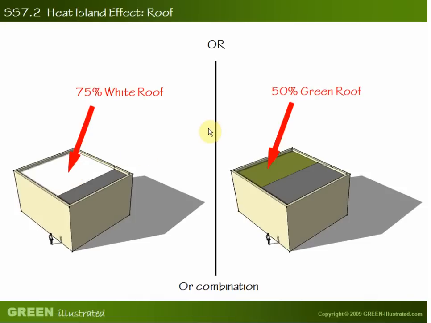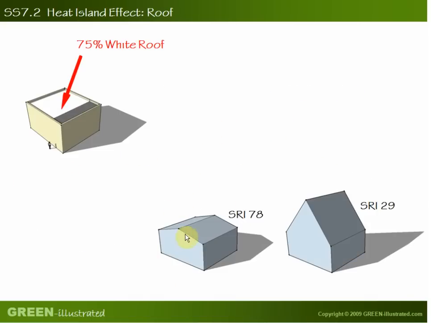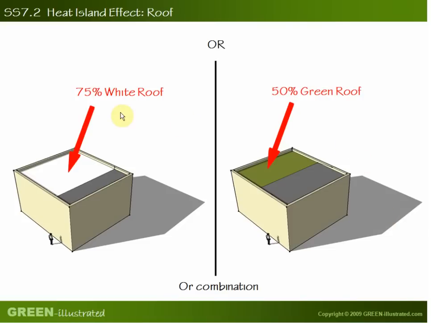We note that the acceptable solar reflectance for a roof is actually dependent on the slope of the roof. So a flat roof, or a roof with a low slope, would need to have an SRI of 78, while steeper roofs would only need to have an SRI of 29. And this is it for the roof. You can have 75% white roof, 50% green roof, or a combination of white and green roof.